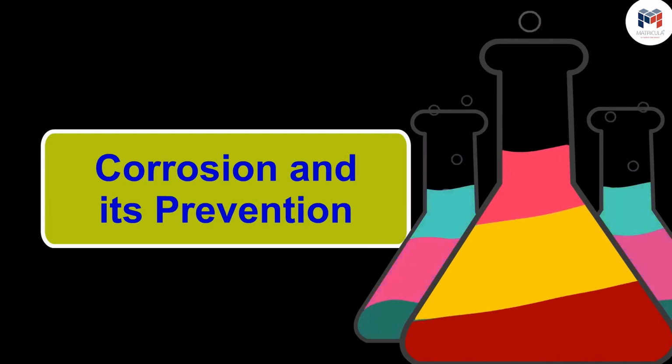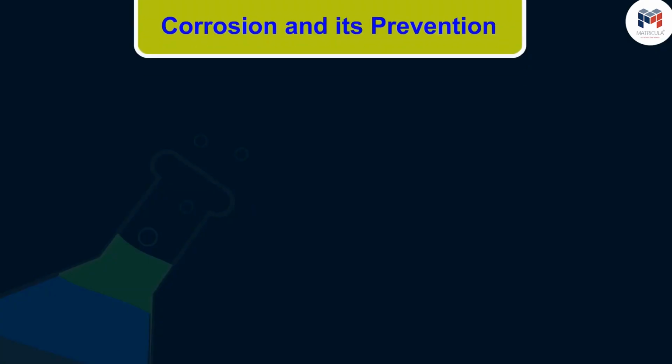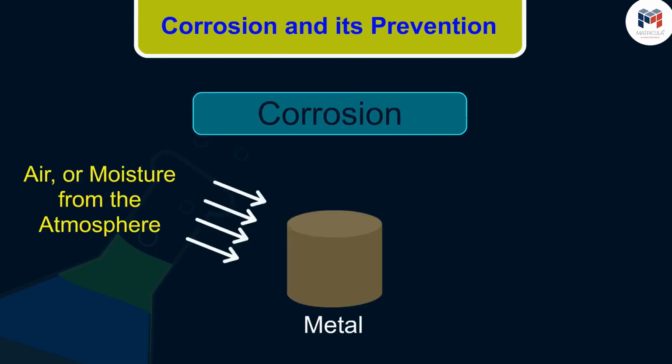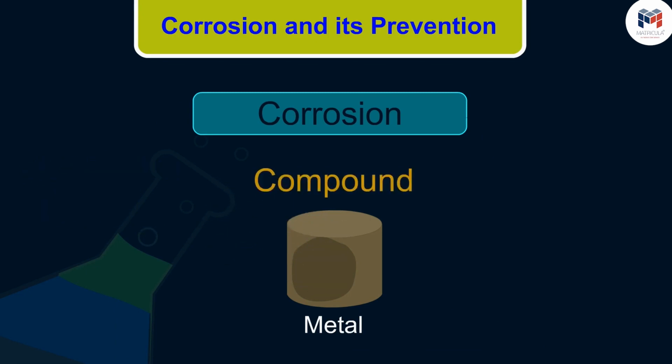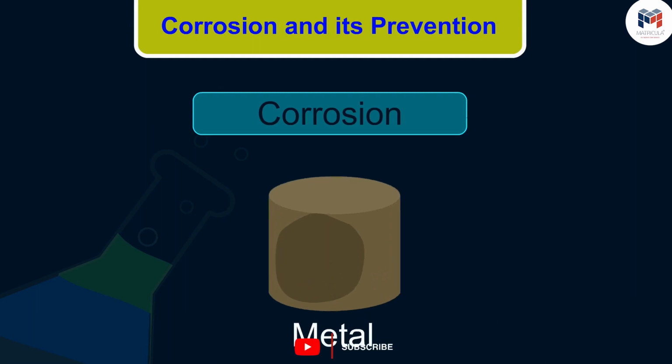So children, before we move ahead with our discussion, we should first understand the meaning of corrosion. Children, do you know that if a metal is reactive, its surface may be slowly attacked by the air or moisture from the atmosphere? The metals react with oxygen present in air and form a compound on its surface. The formation of such a substance tarnishes the metal. That is, it makes the surface of the metal appear dull.